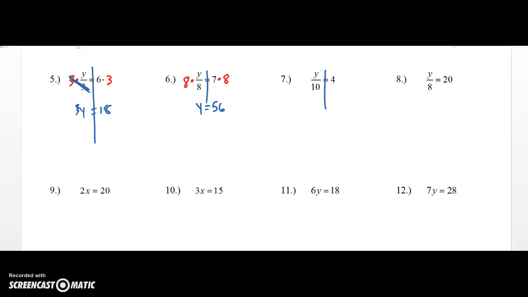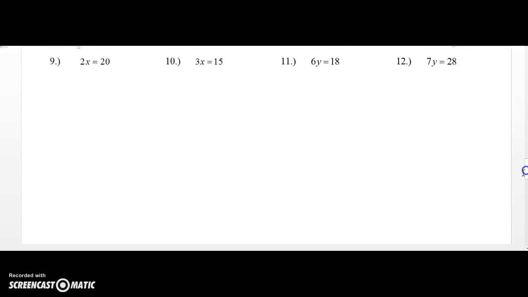Number 7, y divided by 10. Again, guys, we are saying divided by 10. We know we are going to have to multiply, multiply by the number underneath. So 10 divided by 10 is 1. Y equals 4 times 10, we get 40. Alright, now let's take a look at the next one. Y divided by 8. Again, you're saying it divided by 8. What's the opposite? Multiply. So you get y equals 20 times 8, which is 160. Scrolling down. Now remember, guys, if I'm going too fast, please pause the video, rewind, and go back and make sure you get all of the notes complete.